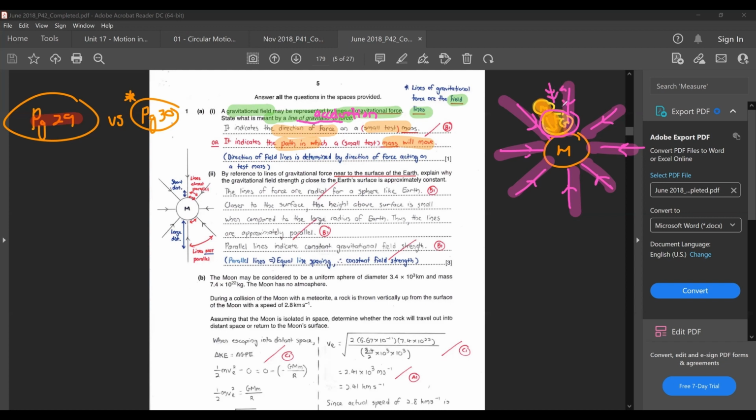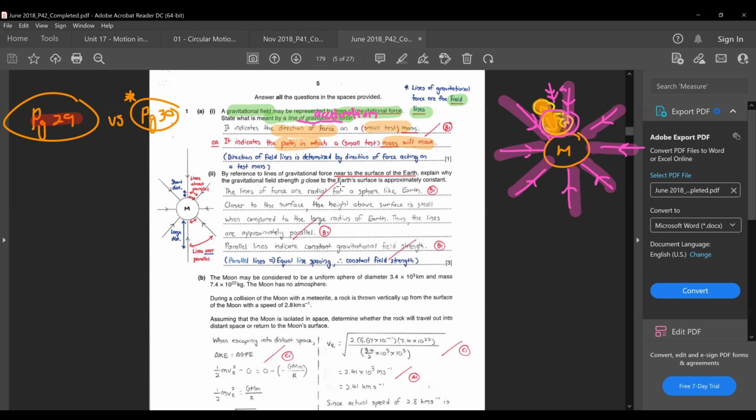So if you learned in dynamics AS, we mentioned to you before that a resultant force produces an acceleration and that the acceleration must always be in the same direction as your resultant force. So it's actually correct to say so also. It tells you the direction of the force, it tells you the direction of the acceleration of a test mass inside the field, or also the path in which a test mass will move. Okay, so this is what a field line actually means.